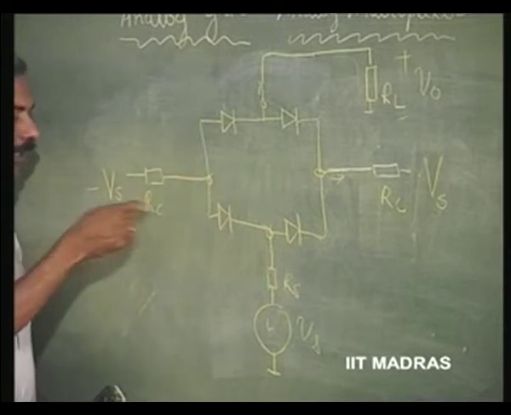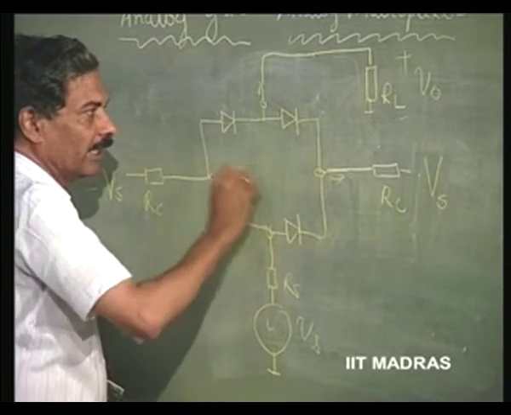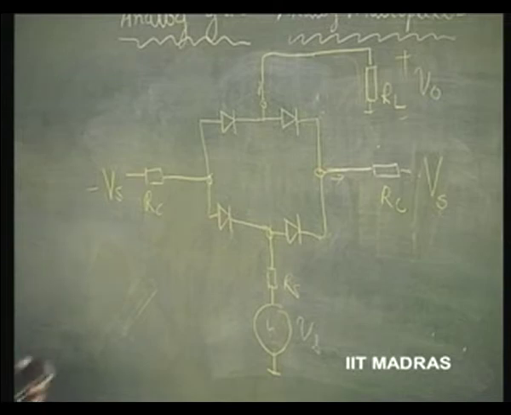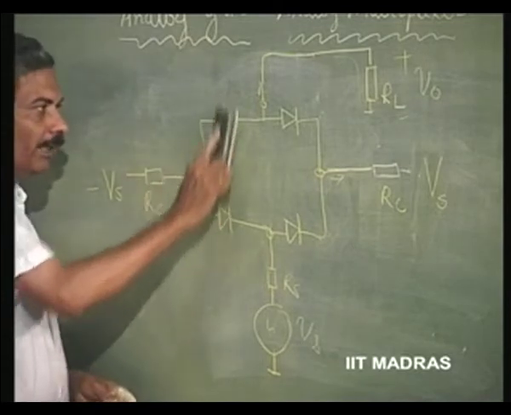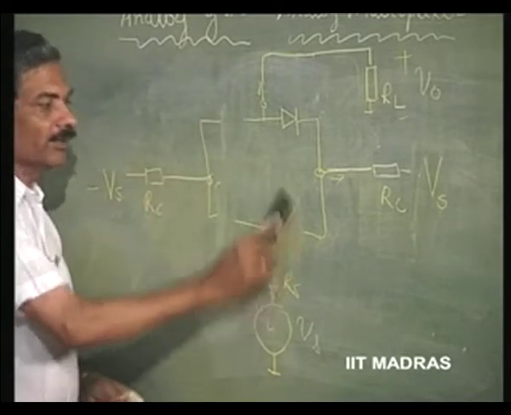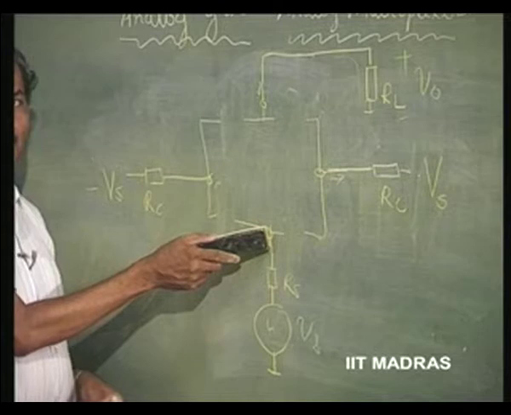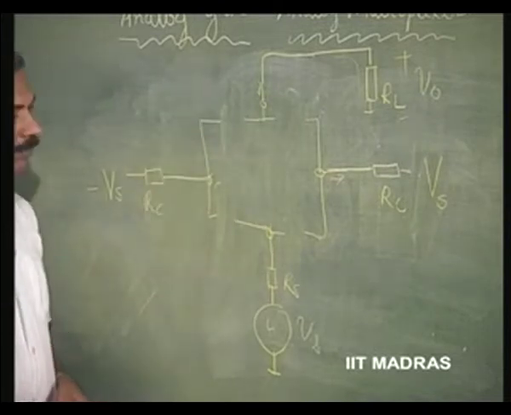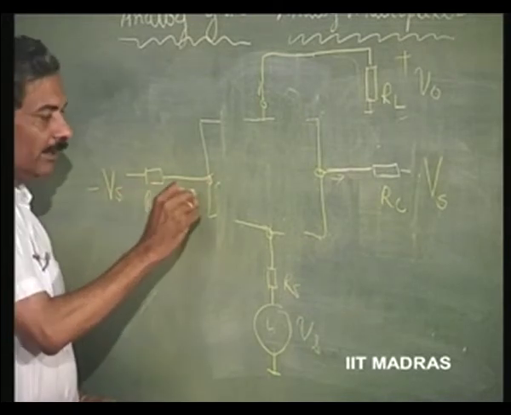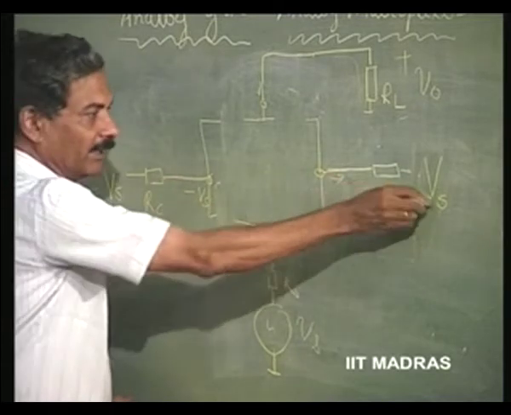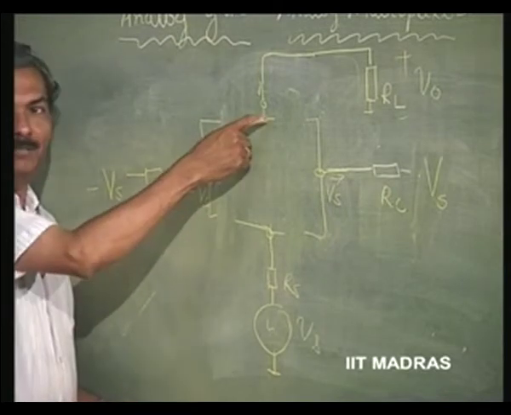What will happen? Because negative is applied to this terminal and positive to this terminal, these diodes will be reverse biased, and all of these diodes will be open circuits. So, if this is open, this is also open, this is also reverse biased, and therefore you have now disconnected this from this. What is the reverse bias voltage? This minus Vs comes here as minus Vs, then no current is flowing. This plus Vs comes here as plus Vs, and therefore these two diodes are all the time reverse biased.